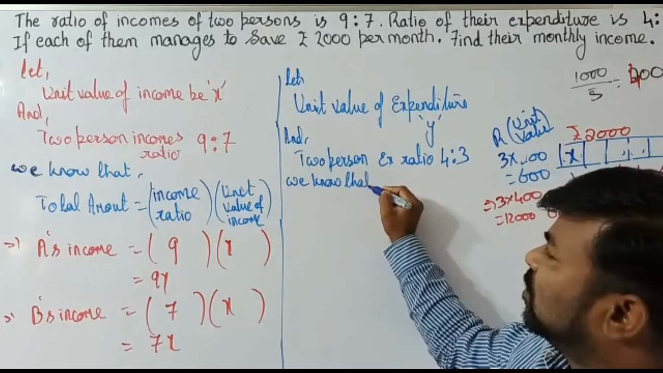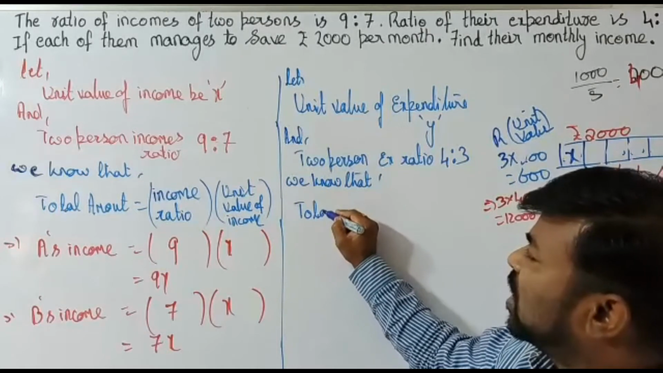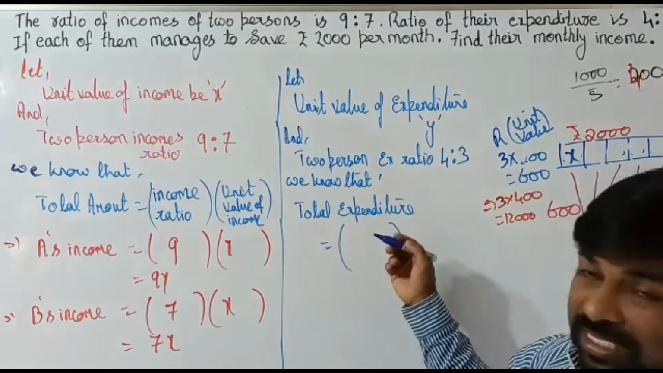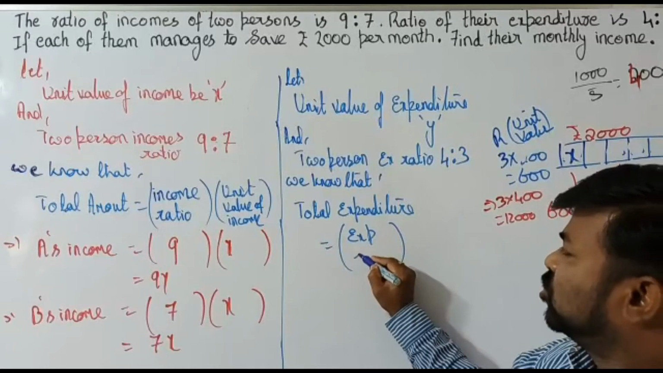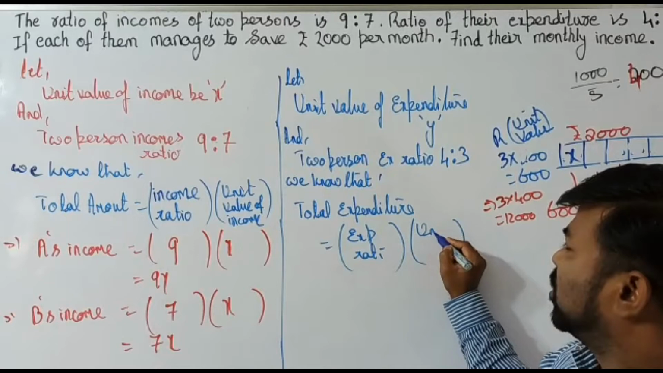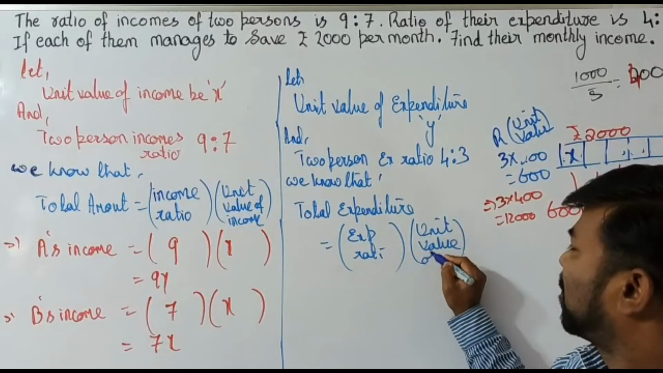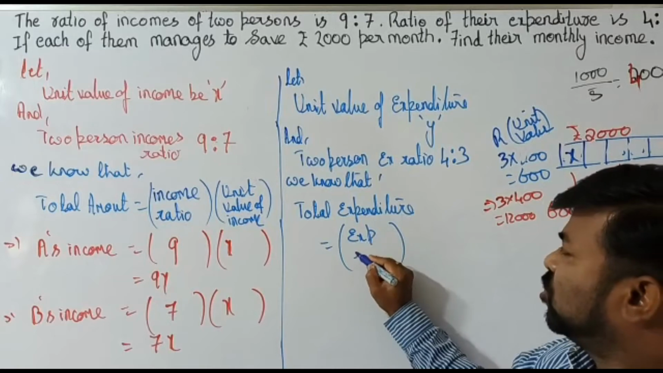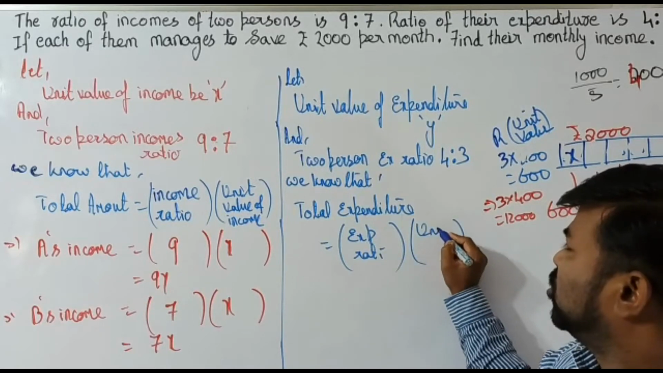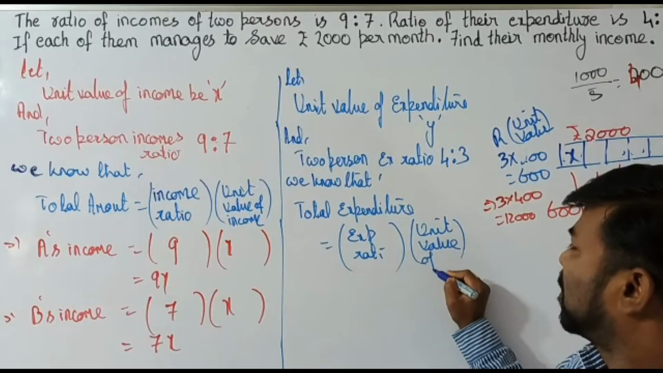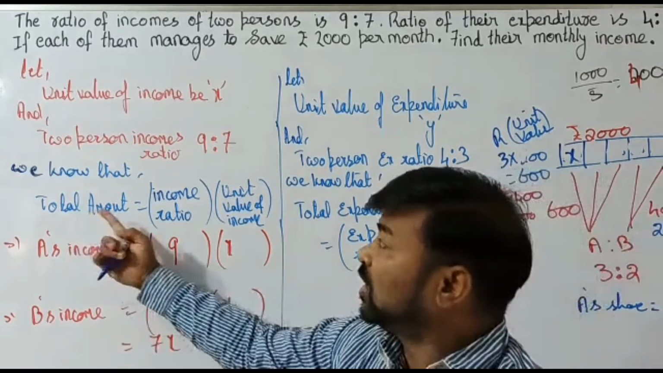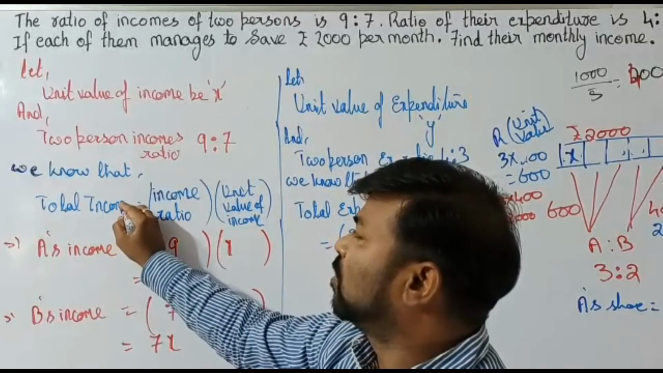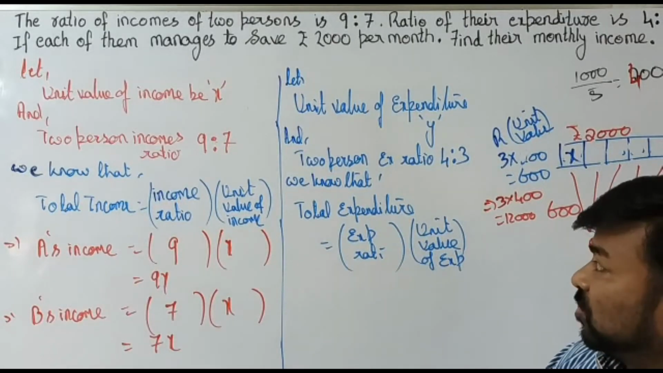Now again we know that total expenditure is equal to the same thing I said, expenditure ratio times unit value of expenditure. Here total amount also you can say, or total income also you can say. It's easy for you to remember: total income here, and total expenditure here. This is the formula relating them.